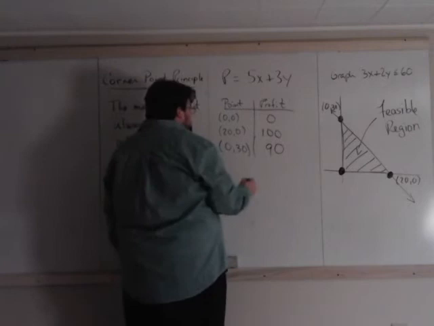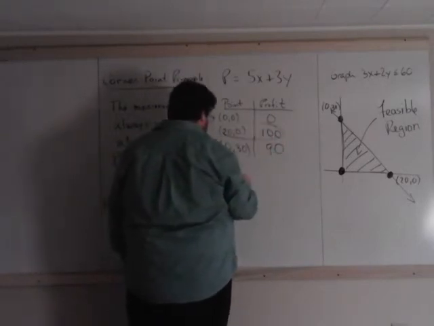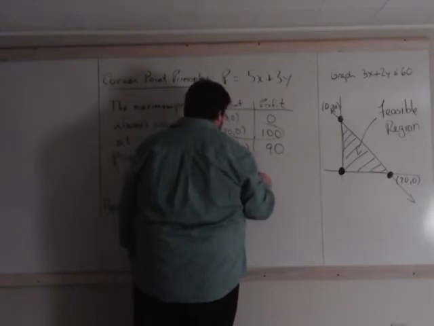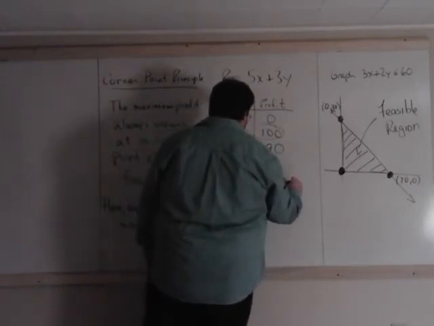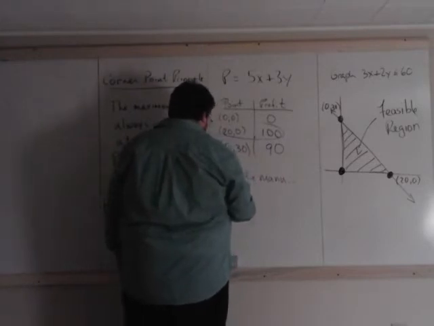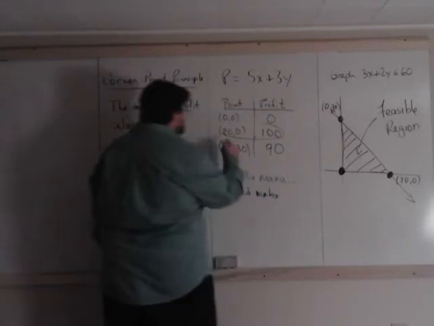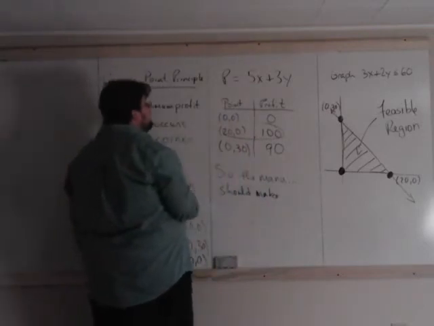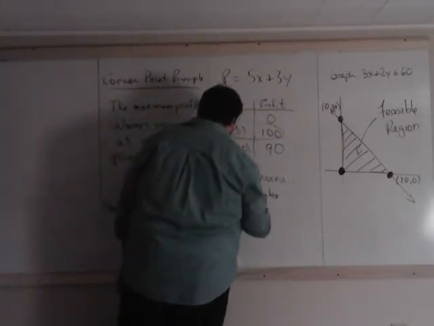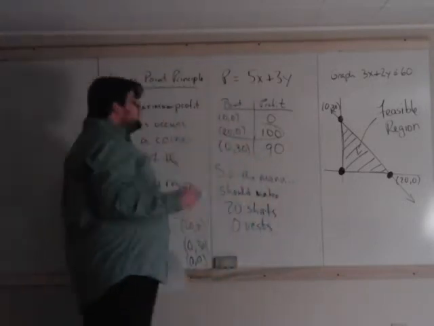The largest of these gives us the largest profit. So we can reach our conclusion. So the manufacturer should make 20 of x and 0 of y. 20 shirts and 0 vests to maximize profit.